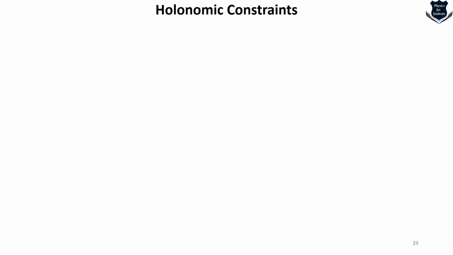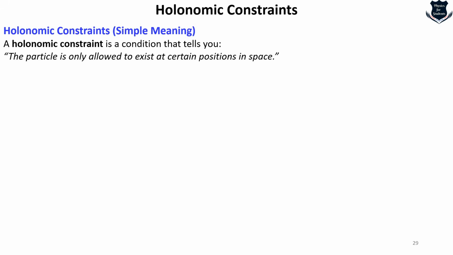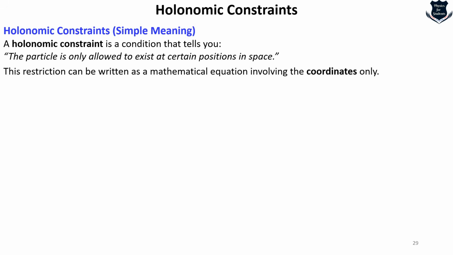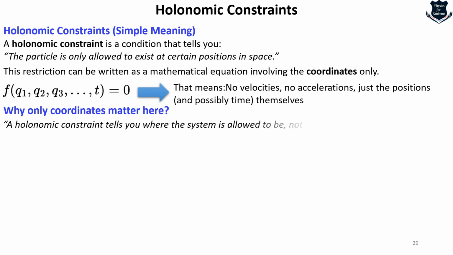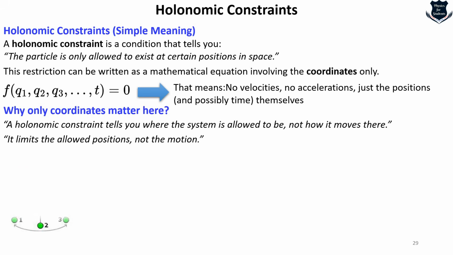In general, what we can say of holonomic constraints is something like this. Holonomic constraints are a condition that tells that the particle is only allowed to exist at certain positions in space. That means it is a restriction, one that can be written as a mathematical equation involving the coordinates only. For example, this can be written with no velocities, no accelerations, just the position. That makes things simple. So why do only coordinates matter here? Because a holonomic constraint tells you where the system is allowed to be. It cannot move here and there. It limits the allowed positions, not the motion.